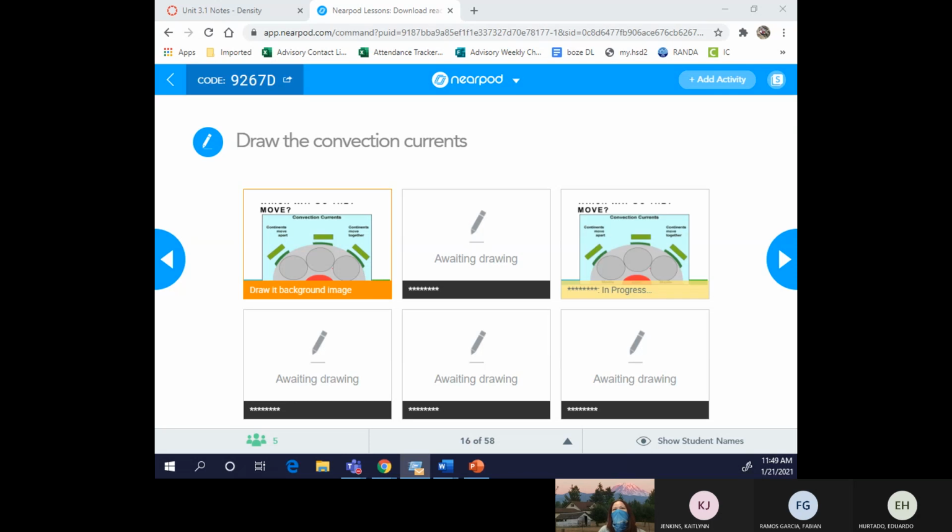You're recreating the picture that we just went through, so you're drawing in the convection currents. They don't have to be perfectly pretty, aligned arrows, but I need at least the general idea.